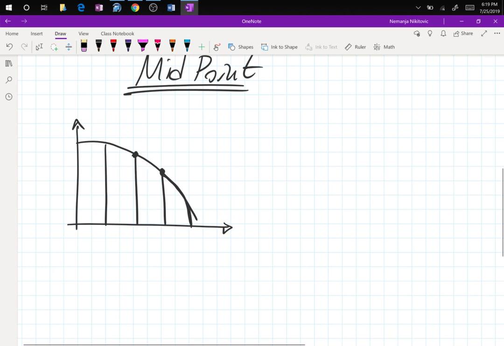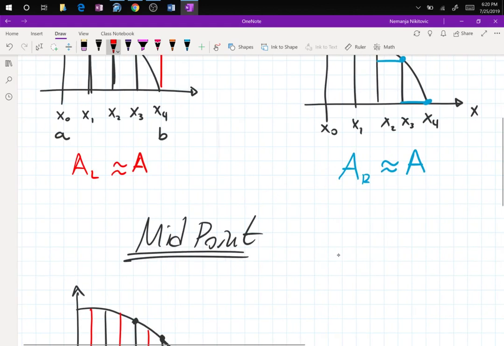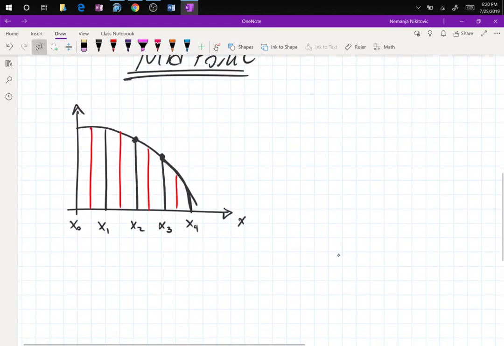Now midpoint says, instead of using the endpoints, which are these x0 and x1, all of these, instead of using those points in a partition, go to the middle point of each of these and go up from there and draw the rectangle wherever the midpoint hits. So when I draw these rectangles now, they look like this.